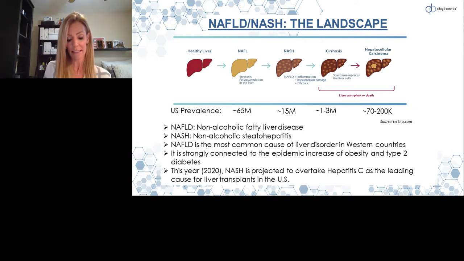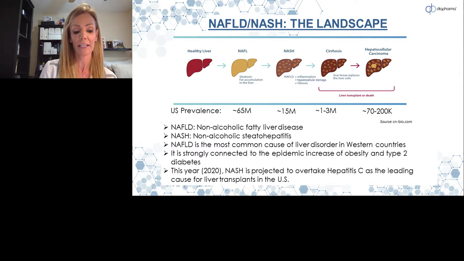The increased incidence in NAFLD is strongly connected to the epidemic increase in type 2 diabetes and obesity. And this year, NASH is projected to overtake hepatitis C as the leading cause for liver transplants in the US. Unfortunately, physical symptoms are often silent or nonspecific to NASH, which makes it difficult to diagnose. As a result, individuals with NASH can remain unaware of their condition until late stages of the disease.